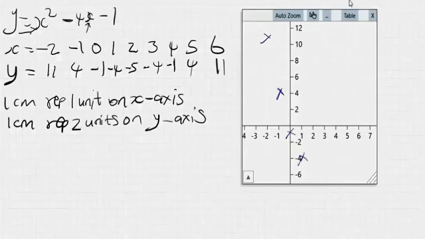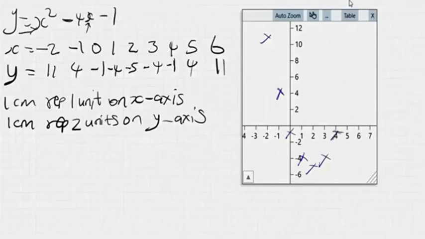Okay, now when our x is 2, our y is -5. So when you trace it, -5 will be in between -4 and -6. So the point will be somewhere here. Okay, when our x is 3, our y is -4. So it's going to be somewhere here. Now, when our x is 4, our y is -1. So it's going to be somewhere here.